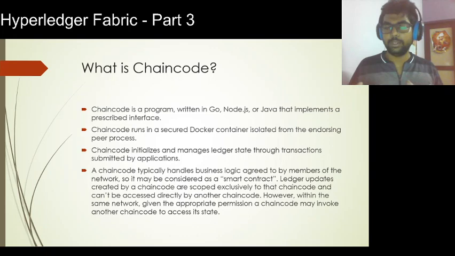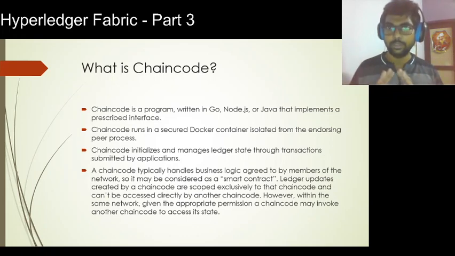However, within the same network, with the appropriate permission, a chaincode may invoke another chaincode to access its state. So one chaincode can access another chaincode, not the ledger directly. These two are programs, right? Programmers know how to make two programs interact together with APIs, and a lot of application interfaces are available, so that can be done. I hope this gives you a fair idea of what chaincode is.